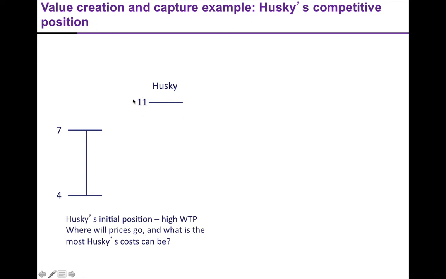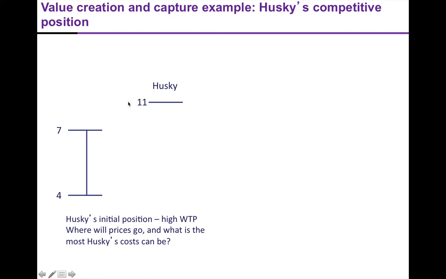Customers are willing to pay a lot for Husky's goods because they get a lot out of it. This is the willingness to pay analysis that we just did. High durability, high throughput, low breakdowns, low electricity usage, low resin usage. You get the picture. So because of all of that, customers are willing to pay a lot. Let's say they're willing to pay 11 and only willing to pay 7 for the next best alternative. Okay? So if this is Husky's position, where are prices going to go?